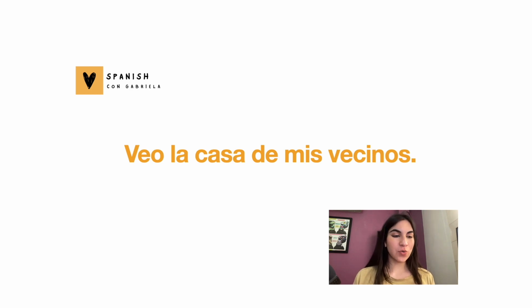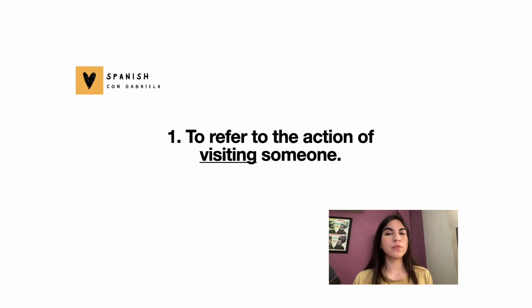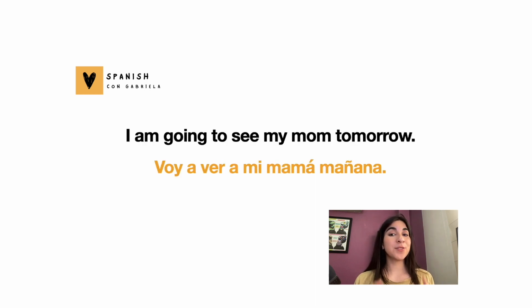All right. So now we have a general sense of how to use this verb, right? But now let's check other ways on how to use it. So let's try with the first one. We also use this verb to refer to the action of visiting someone. It's literally like using the verb visit, but instead of using visit, we use the verb to see. Alright, so let's see an example. I am going to see my mom tomorrow, which is voy a ver a mi mamá mañana. You can also change this verb here and say, I am going to visit my mom tomorrow, right? But instead of using this, we just use the verb to see. And immediately we know by the context what you mean.